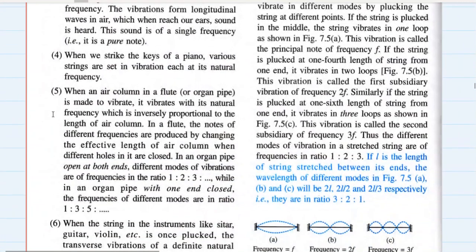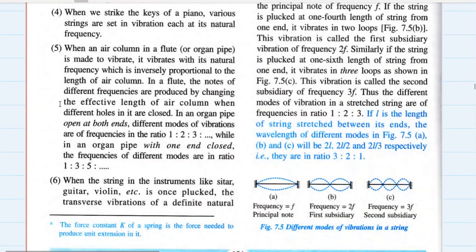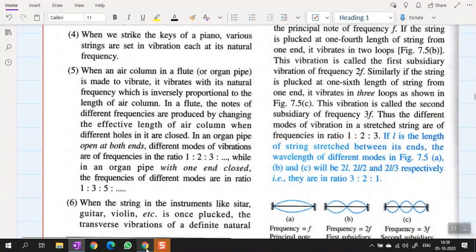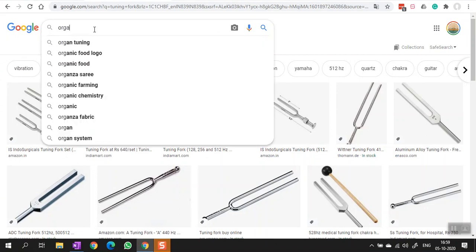Okay, when we strike the keys of a piano, various strings are set in vibration, each at its natural frequency. When an air column in a flute or organ pipe, do you know what is organ pipe? Flute तो everybody knows. Flute तो सबने देखा है. Organ pipe देखा है तुमने? ये देखो. Organ pipe.